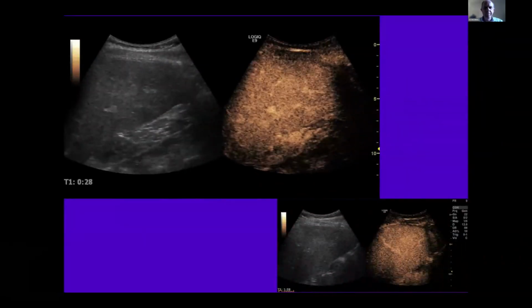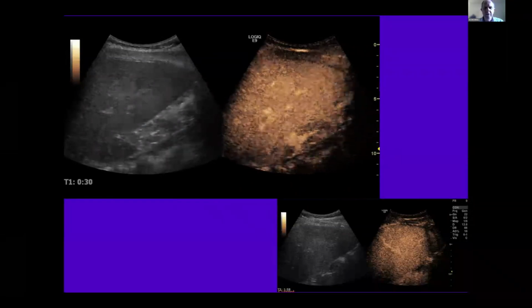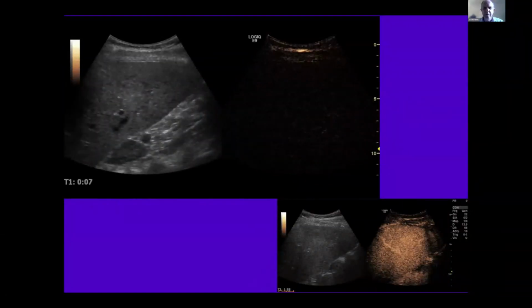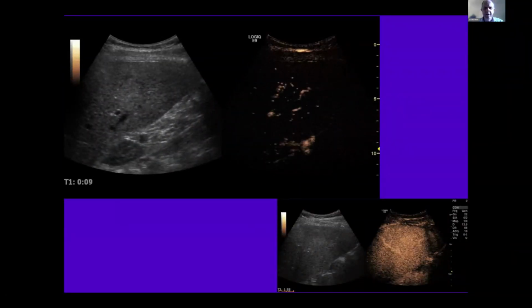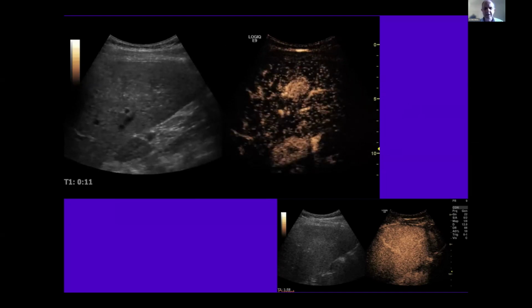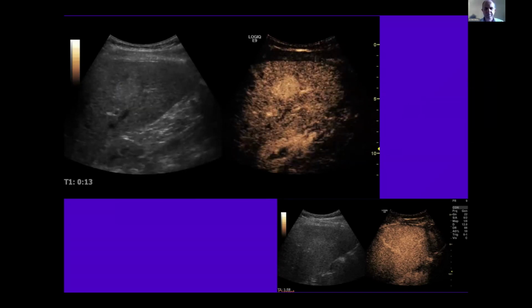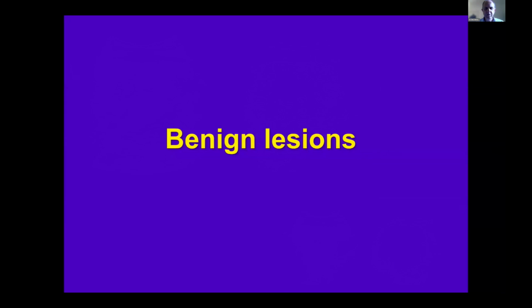We can reassure the patient, and that's the end, really. So no patient anxiety, no MR, no CT, and big cost saving. So going on to benign lesions.